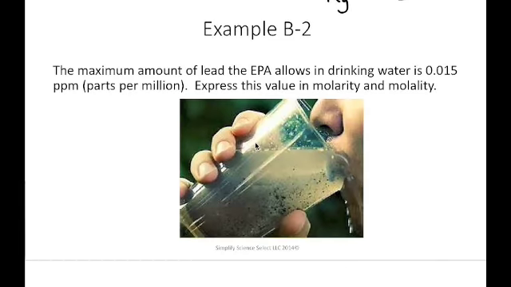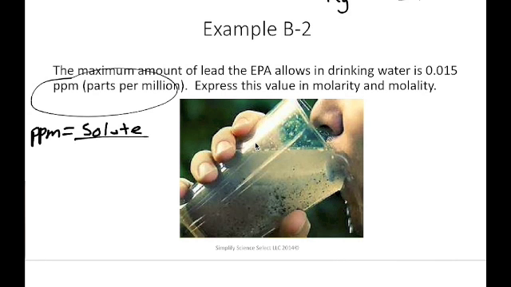The maximum amount of lead the EPA allows in drinking water is 0.015 parts per million. It says express this value in molarity and molality. So we need to explore this term of parts per million. What it means is it's talking about it in terms of mass. Parts per million means that the mass of the solute divided by the mass of the solution or the solvent needs to be very, very small. In this case, it needs to be times 10 to the sixth. So when you talk about parts per million, it needs to be times a million.